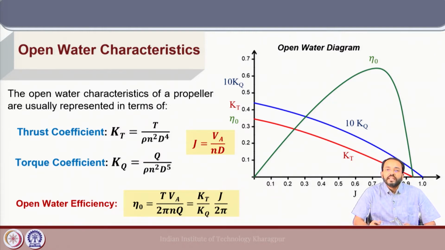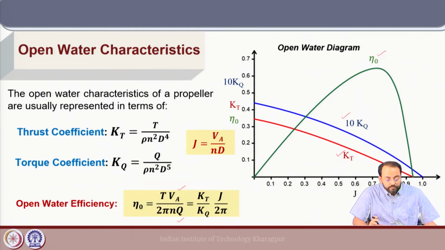Here we plot kT, 10 kQ and the open water efficiency as functions of the advance coefficient J. Now, what is open water efficiency? The open water efficiency is the efficiency of the propeller in the open water condition. So, here we do not have a ship in front of the propeller. So, the efficiency is given by thrust multiplied by the velocity of advance divided by 2 pi n Q, which finally is kT by kQ into J by 2 pi.